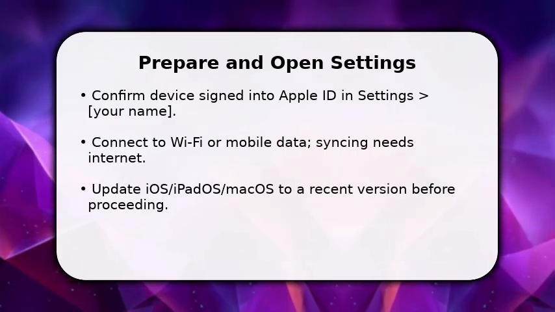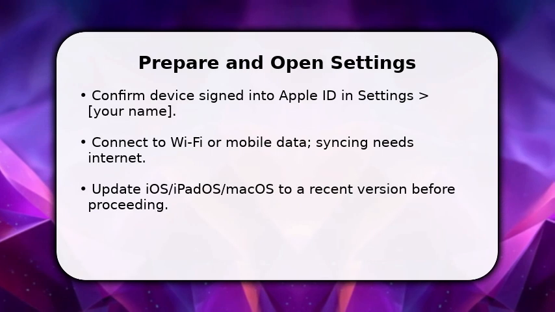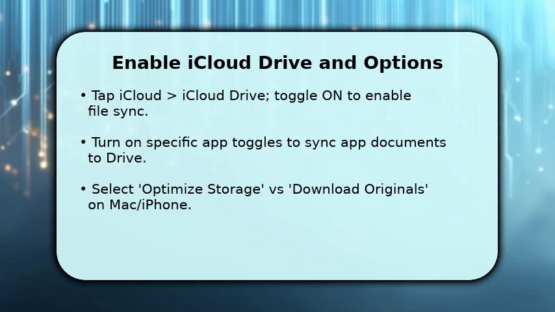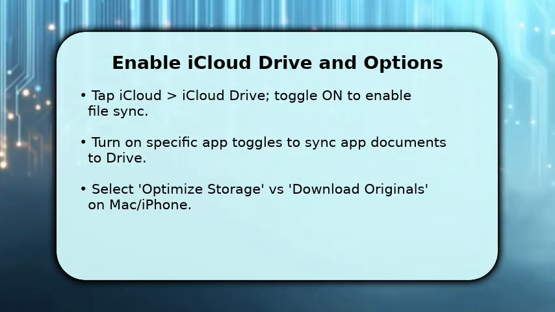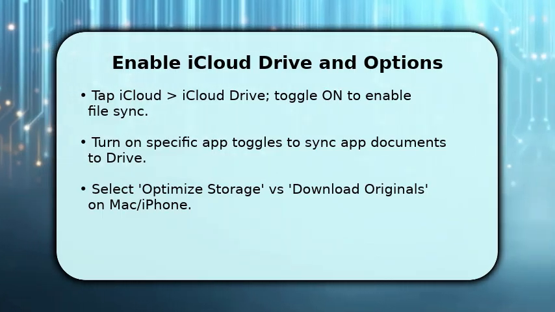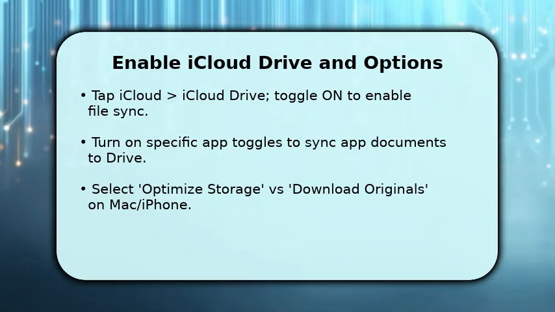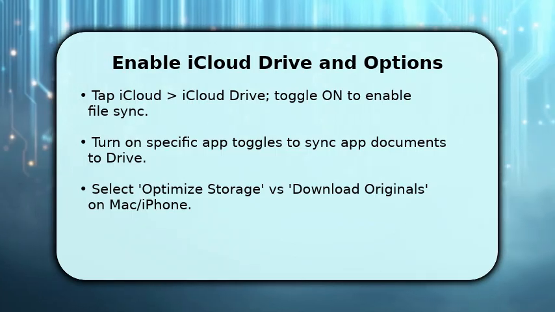Now that you're in the Apple ID panel, you're ready for the next step, to enable Drive and choose storage options. Next, find iCloud, then tap iCloud Drive. Toggle it on. This activates cloud file syncing across devices. Once enabled, enable individual app toggles so documents and data from each app are included. This prevents missing files later.